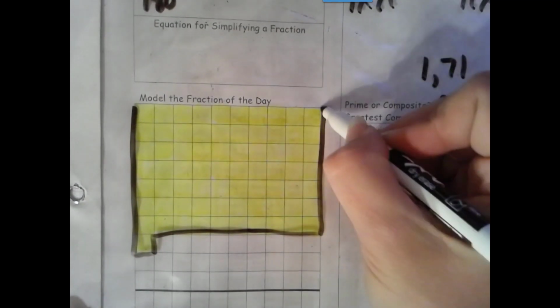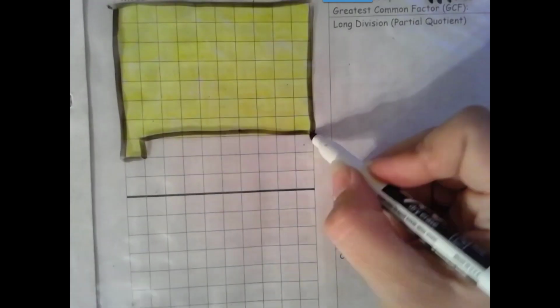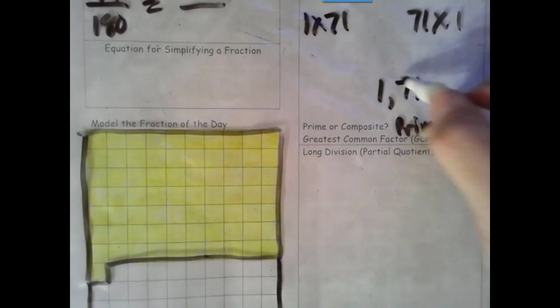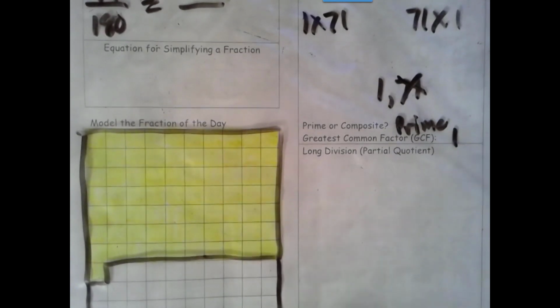Make sure your groups of 71 have 71 in them. They don't have to look like mine. And keep your shaded separated from your unshaded. So I have 10, 20, 30, 40, 50, 69 plus 2 is 71. And there are 38 left over. So 71 is not our greatest common factor. That means 1 is our greatest common factor.